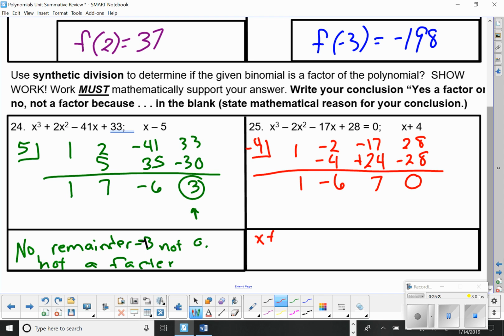X plus 4 is a factor because remainder equals 0. That's what you're working on.